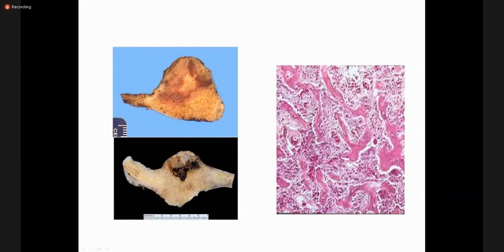Again, microscopy: mature bone trabeculae with the presence of osteoclasts, and again they are rimmed by osteoblasts. These are the osteoblasts, and there is a lot of vasculature. These reddish areas represent the vessels, like this one, this one, this one. There is a lot of vasculature and fibrous stroma.